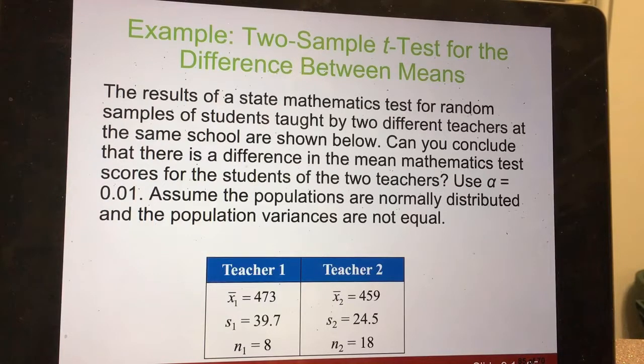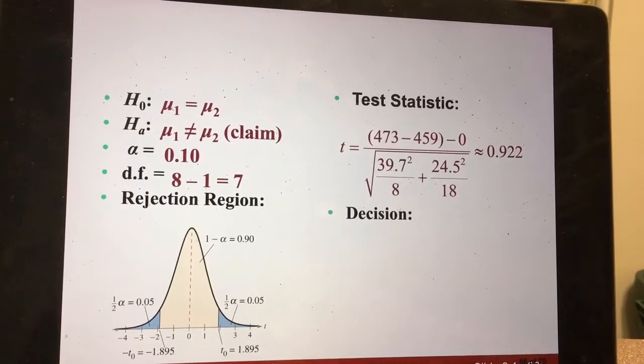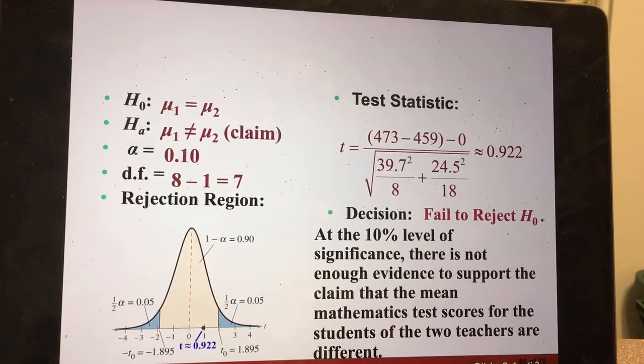So let's practice here a little bit. It says the results of a state mathematics test for random samples of students taught by two different teachers at the same school are shown below. Can you conclude that there is a difference in the mean mathematics test scores for the students of the two teachers? Notice the question is difference or not a difference, so we're going to have equal and not equal. And it says, assume that the populations are normally distributed and the population variances are not equal. So we will not pool. And so we're going to go through here, and they calculated the test statistic by hand.